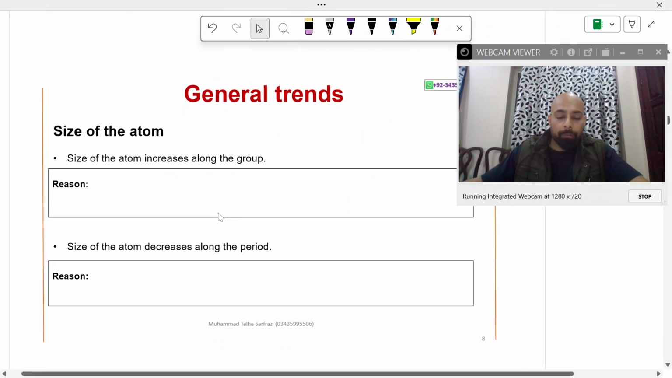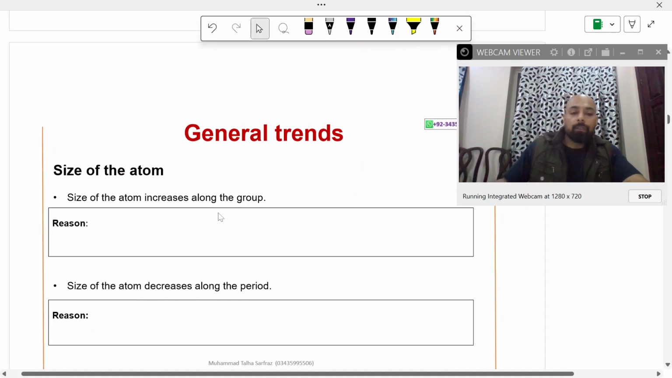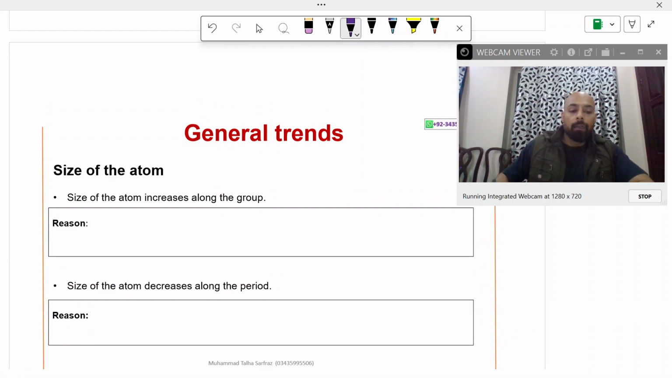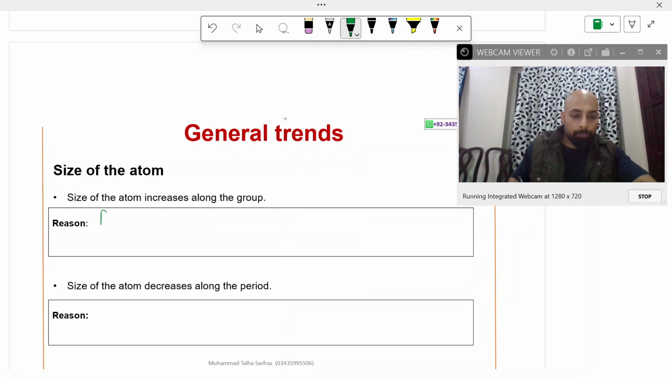Okay, here we have some of the general trends. First, the size of the atom, which we have just discussed. The size of the atom increases along the group. Why? What is the reason behind this? Why does it increase along the group? It increases along the group due to an increase in the number of shells.